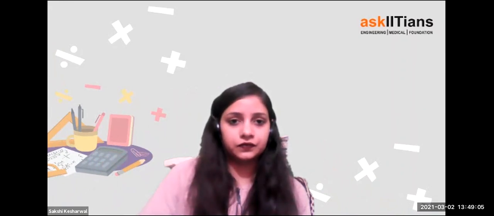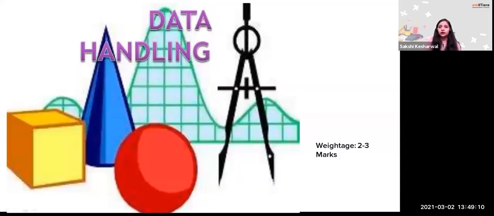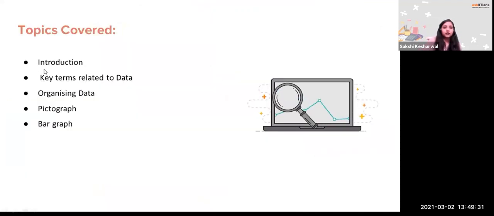So let's start with it and go mathematically on that part. You see, data handling weightage varies from school to school, like 2 to 3 marks, or in some examinations 5 or 6 marks. It depends on which school you go to and how much weightage they want to give. Generally it is 2 to 3 marks or maximum 5 to 6 marks, not more than that, right?